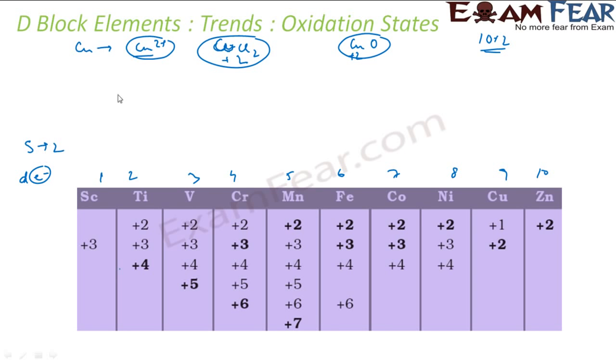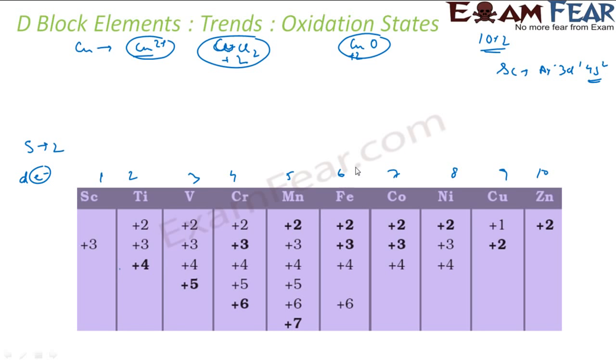We have seen the electronic configuration. For example, for scandium it is Ar 3d1 4s2. This s always has 2 electrons. So 1 plus 2 is 3, the maximum oxidation state it can exhibit. This is 2, 2 plus 2, a maximum of 4. 3, 3 plus 2, maximum 5 oxidation state. 4, 4 plus 2, maximum 6 oxidation state. 5, 5 plus 2, maximum 7 oxidation state.